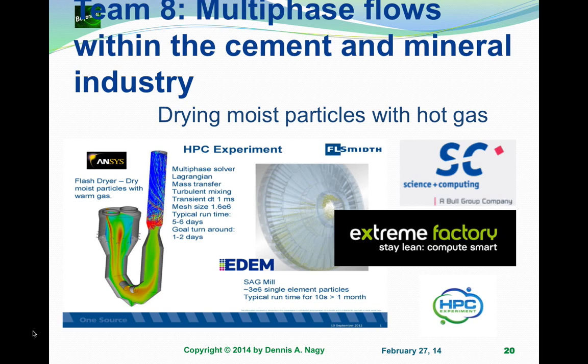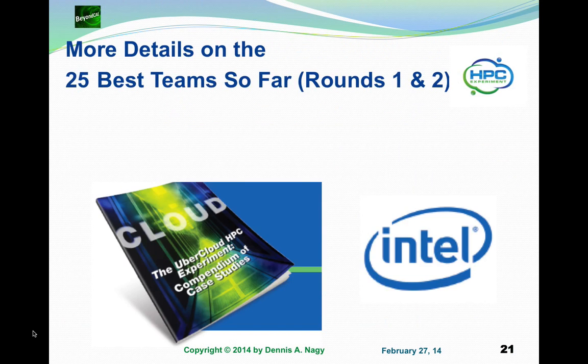If you want to look at all those teams, the most successful ones for the first two rounds of this experiment, there is a compendium. You can go on the website, click on the link, and sign up to receive the PDF version of this, sponsored by Intel. There will be another one coming out fairly soon, which covers the best teams in rounds 3 and 4.